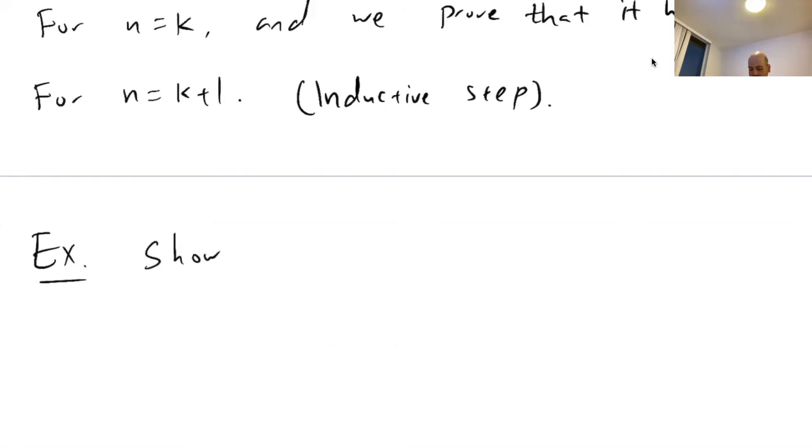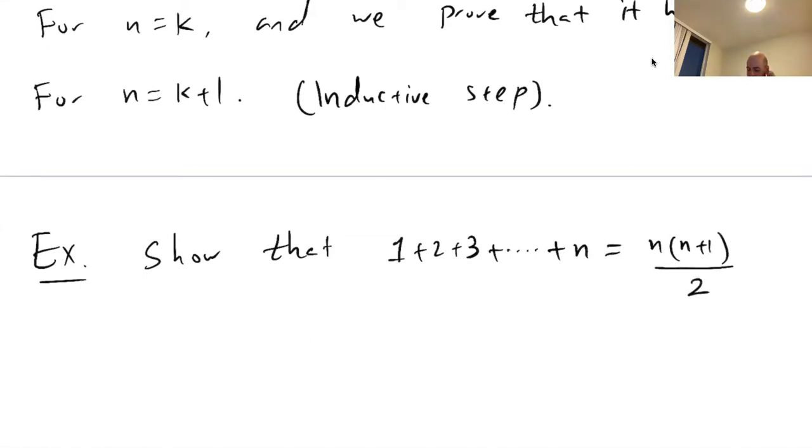Show that 1 plus 2 plus 3 plus ... plus n equals n times (n plus 1) over 2. So this is, I think, the most famous and most standard example of mathematical induction. And it's a very famous formula: the sum of the first n integers, 1 plus 2 plus 3 plus all the way to n, is equal to n times (n plus 1) over 2.